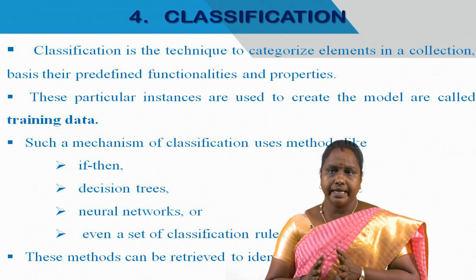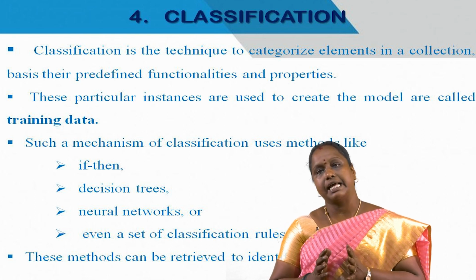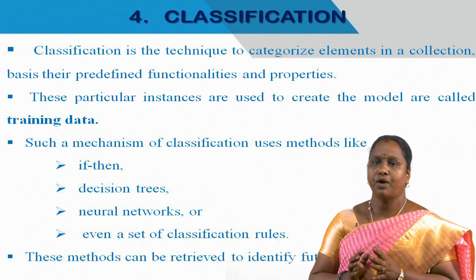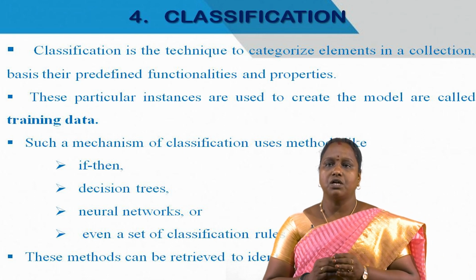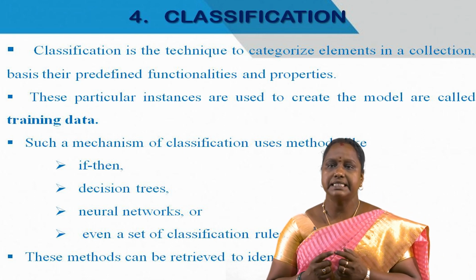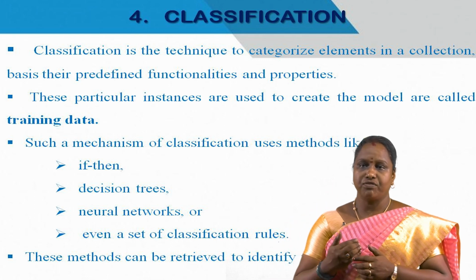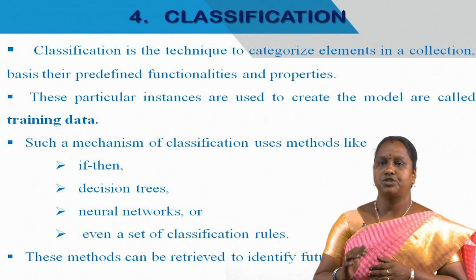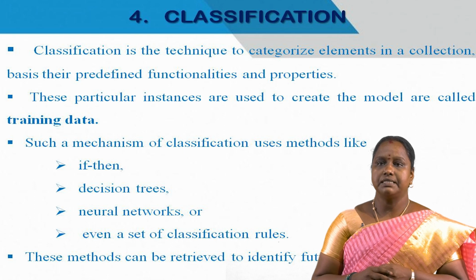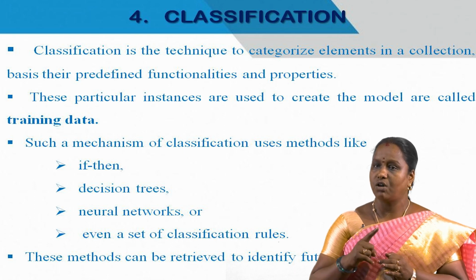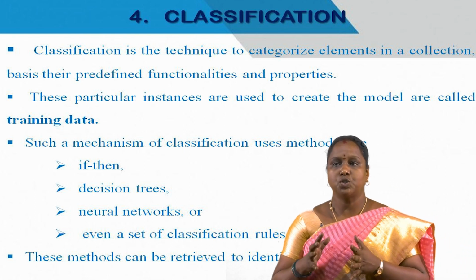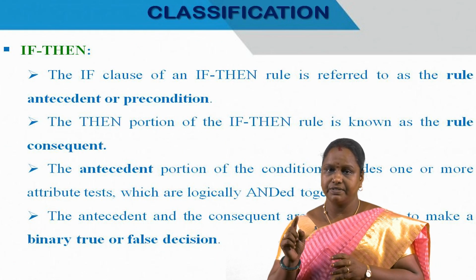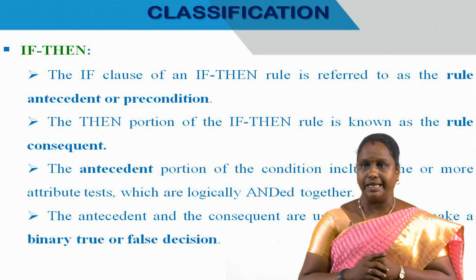Classification is a data mining technique that categorizes items in a collection based on some predefined properties. A training set containing the items whose properties are known is used to train the system to predict the category of items from an unknown collection of items. It uses methods like if-then, decision trees or neural networks to predict a class or essentially classify a collection of items. First of all, here we see one of the examples for if-then.